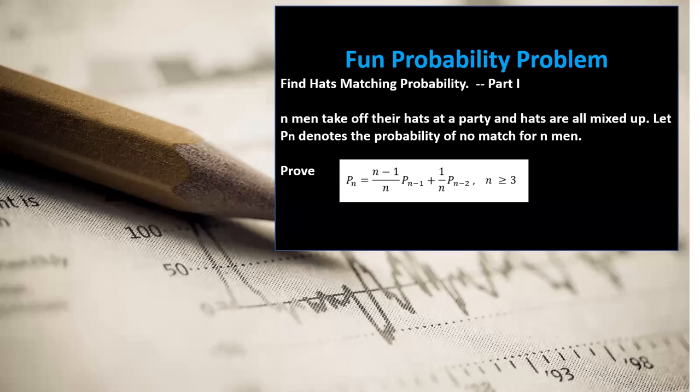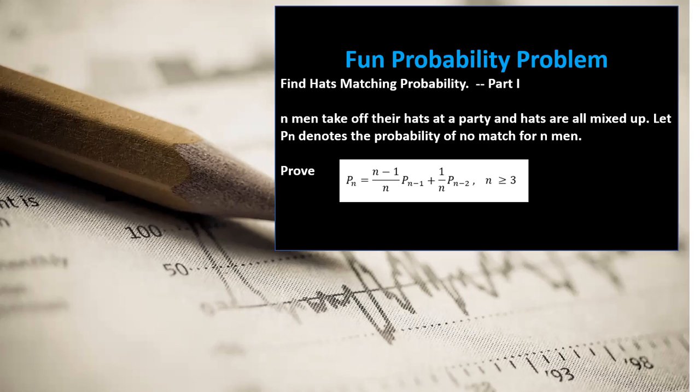So we assume n men come to a party, and they take off their hats and all the hats are mixed up. When they're ready to leave, they pick up the hats. So Pn represents the probability that no man finds a match for his hat, among all these n men.